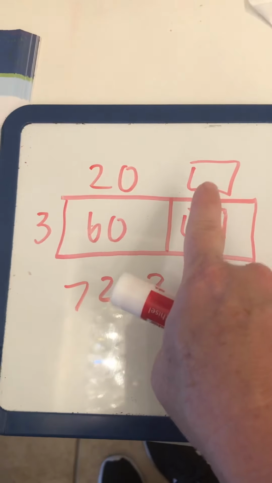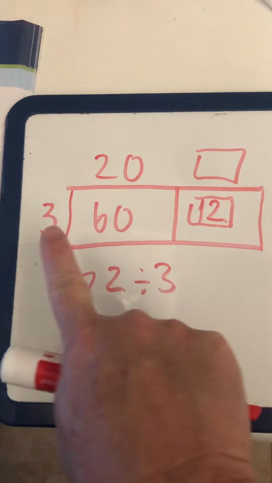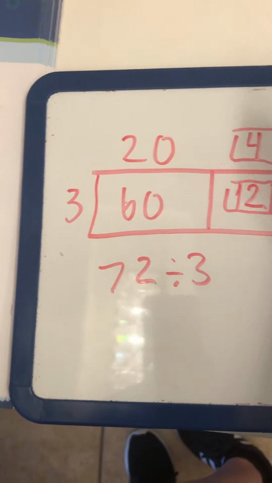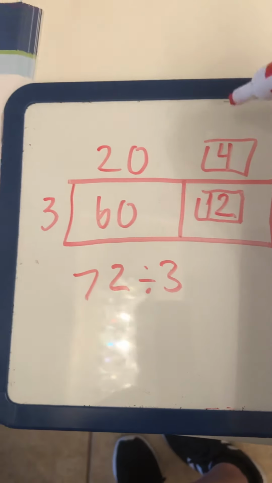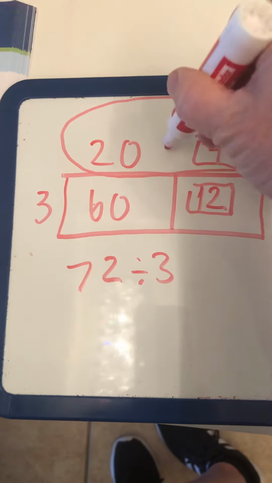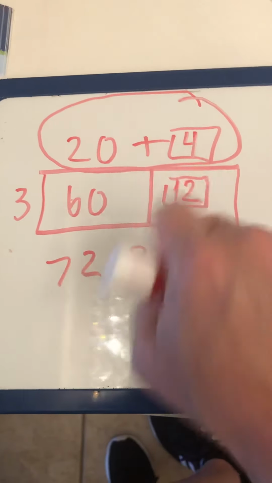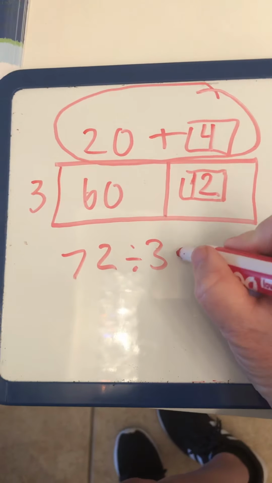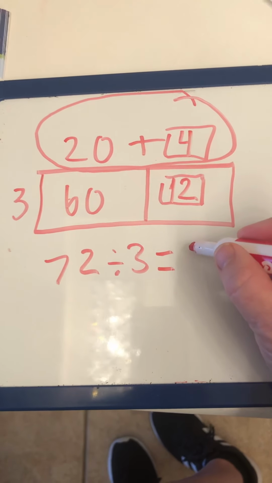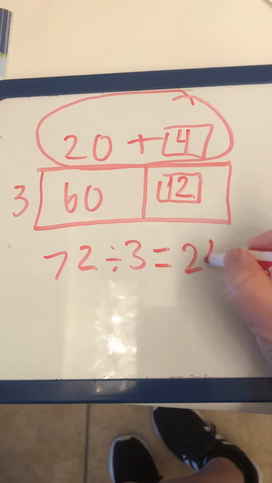3 times what equals 12? Well, 3 times 4 equals 12. So now we have these parts up here that we are going to add together. 20 plus 4 is 24. So that means 72 divided by 3 is 24.